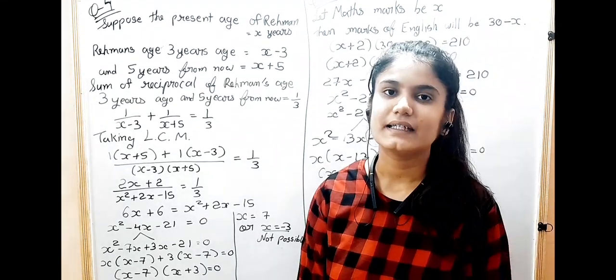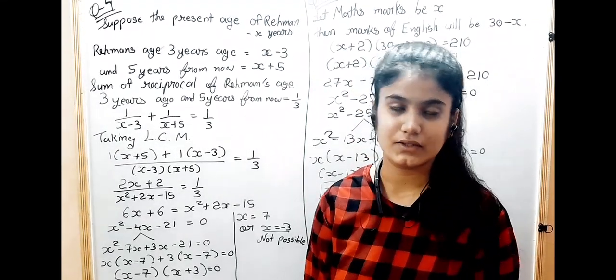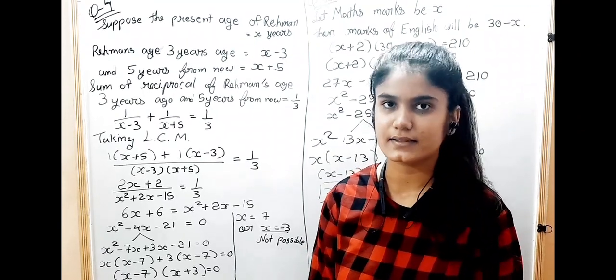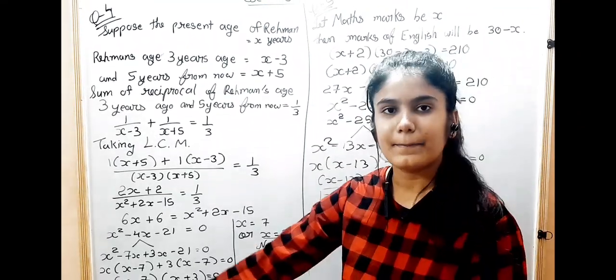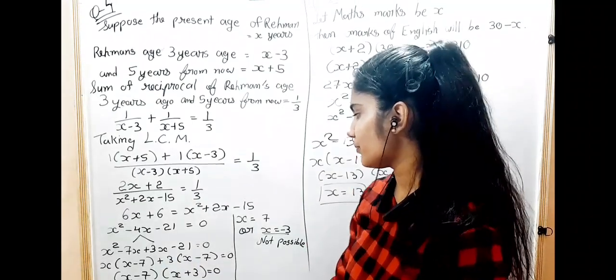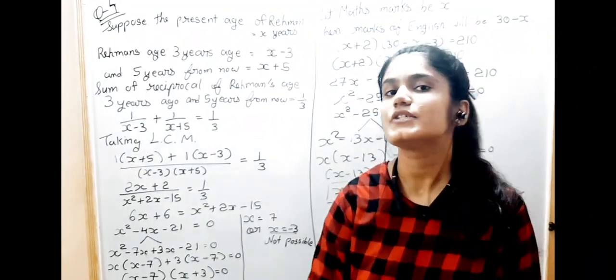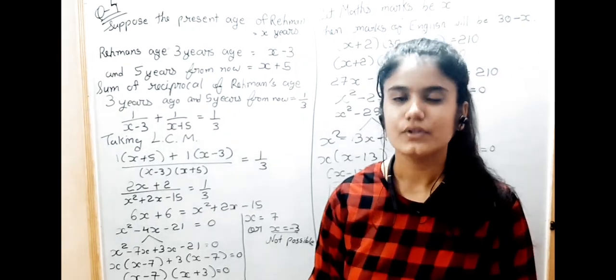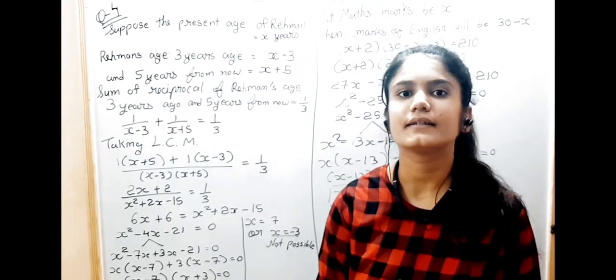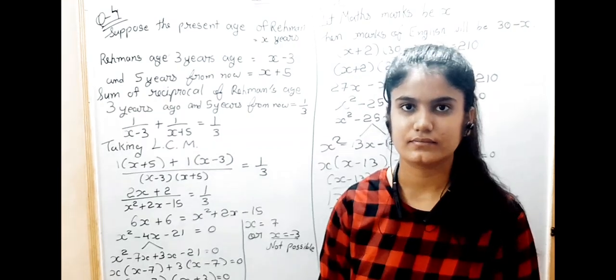For that, we will split the middle term minus 4x in the form of minus 7x plus 3x. By pairing it and taking out common from that, we get x is equal to 7 and x is equal to minus 3. The age of any person cannot be negative. So the age of Riemann is equal to 7 years.